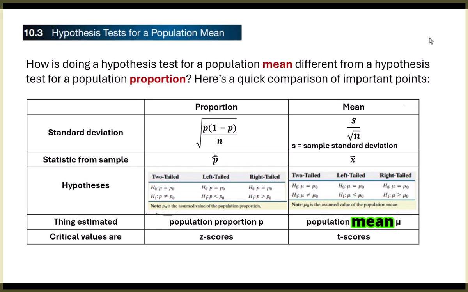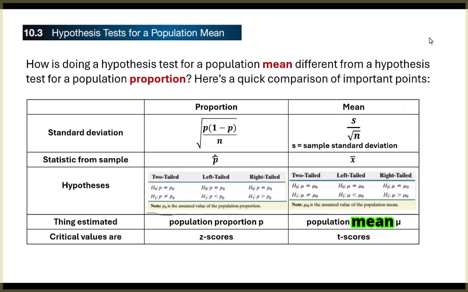Proportion, mean, what are you measuring? P hat, X bar. Lays out how you do the hypotheses, whether it's a one-sided or two-sided for both of those. That, again, should say population mean.